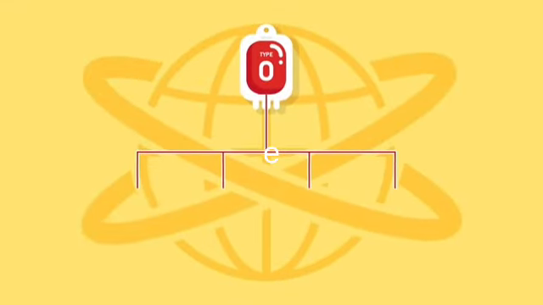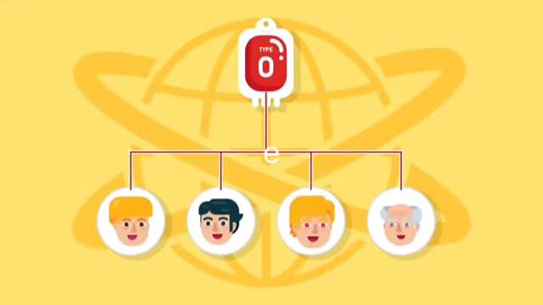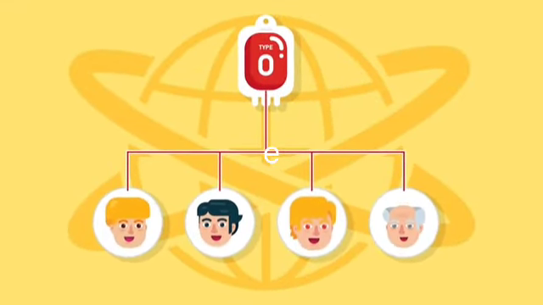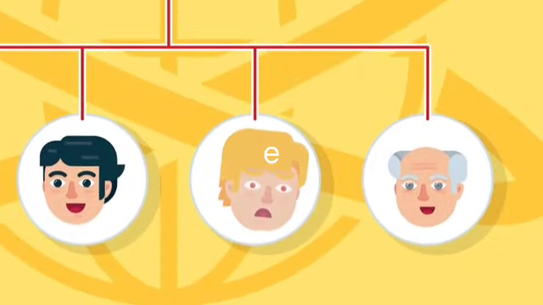In an emergency, type O blood can be given because it is most likely to be accepted by all blood types. However, there is still a risk involved.